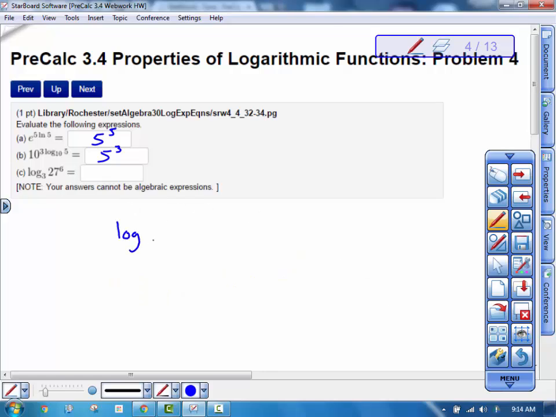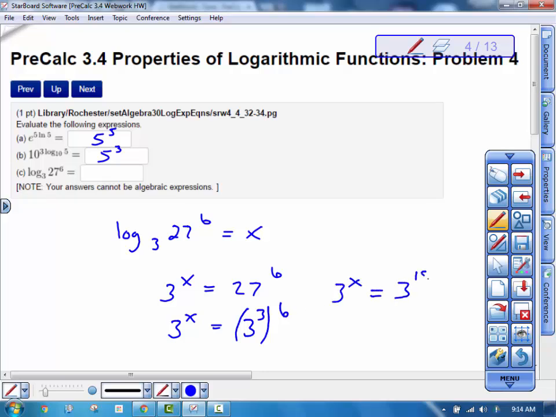Next problem, same thing. Log base 3 of 27 to the 6th. Call it equal to something like x. You have 3 to the x equals 27 to the 6th power. This time, I need to get the same base, a little easier than the first problem we did. I'm going to make this 3 to the 3rd raised to the 6th. So really, this is 3 to the x equals 3 to the 18th. So you multiply, so x equals 18 here.